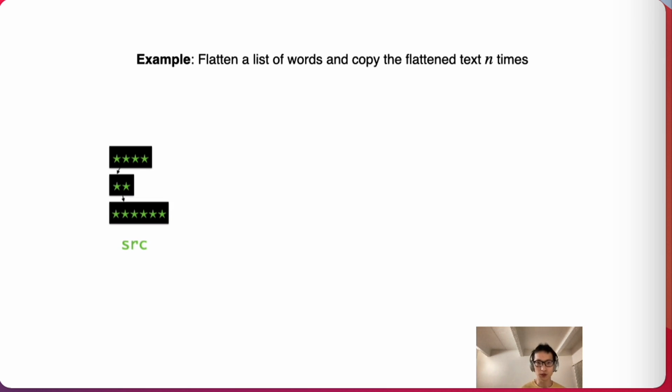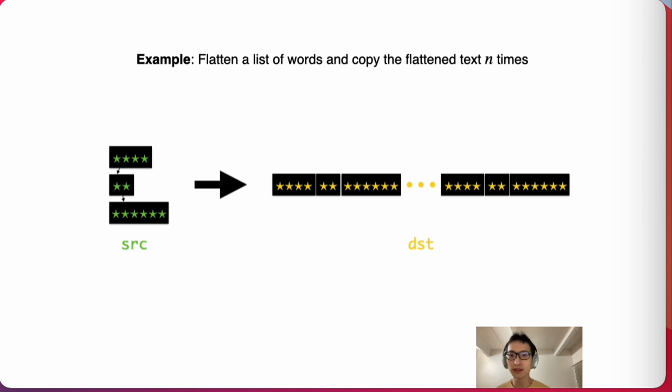Source is a list of words. Dest is a result string. We first flatten list source, then we copy the flattened list of text n times. The resource of interest here is the number of characters in string dest.